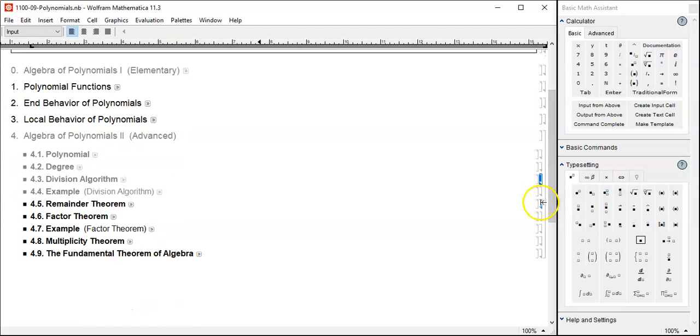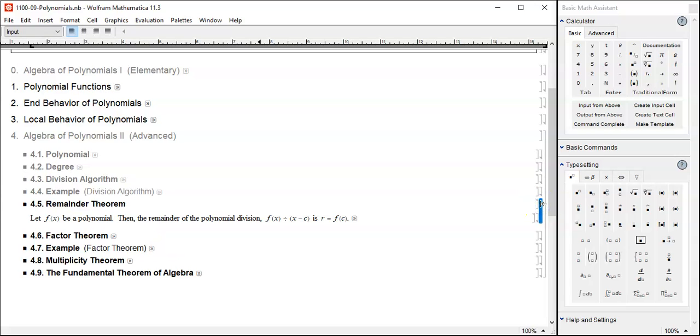Now the next topic is the so-called remainder theorem. Let f of x be a polynomial, then the remainder of the polynomial division, f of x divided by x minus c, is just f of c. So the remainder is constant, and that's easy to see because the divisor has degree 1. So the degree of the remainder has to be less than that. So the remainder has to have degree 0, so this has to be a constant, just a real number. And that real number has to be f of c.